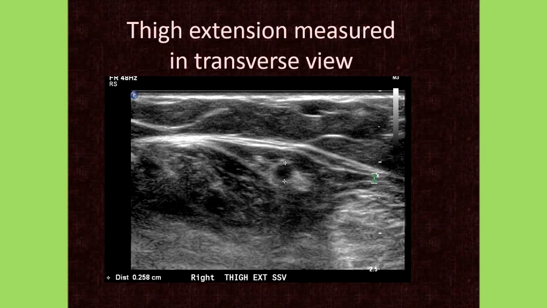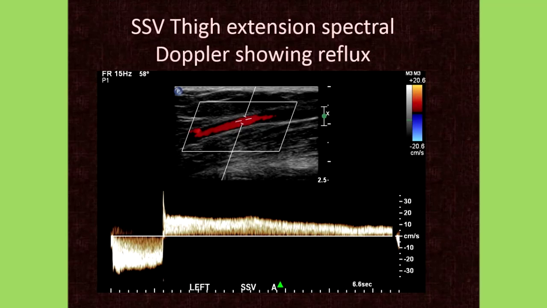Thigh extension that's measured in the transverse view. You can see it within that deep compartment. Or the saphenous compartment, you can see that there's overlying fascia and underlying fascia. Simply a spectral Doppler showing reflux in that thigh extension.